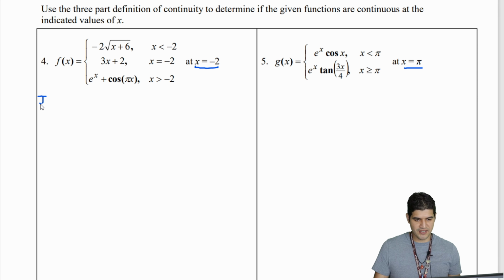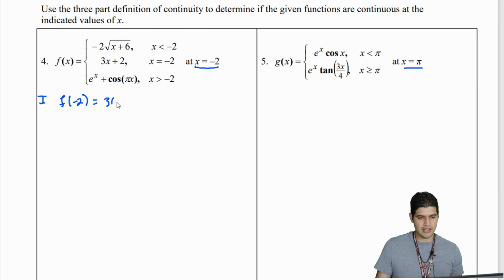The first part of our definition is, what is the value at -2? So f of -2. So f of -2 is going to be right here. So when it's -2, we can substitute it into this value. So 3 times -2 plus 2, so that's -6 plus 2, which is -4.